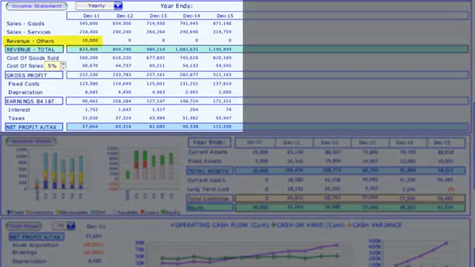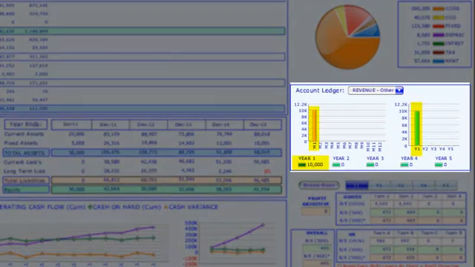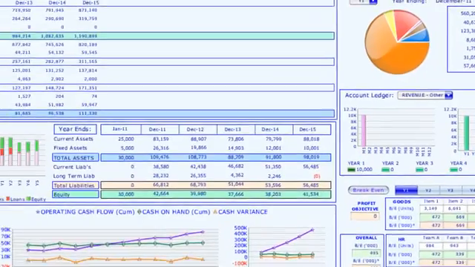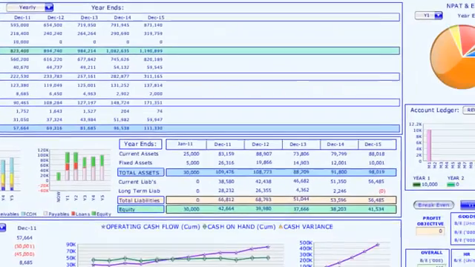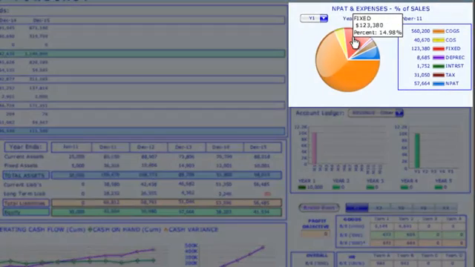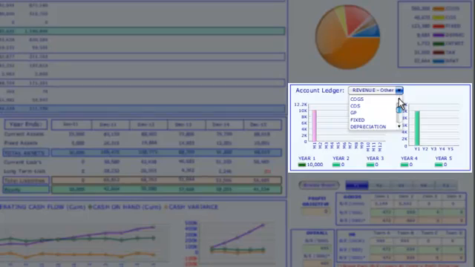The revenue will be visible in the income statement in its own category and in the account ledger. The expenses will be visible in the income statement as a part of fixed costs, on the pie graph, and in the account ledger.